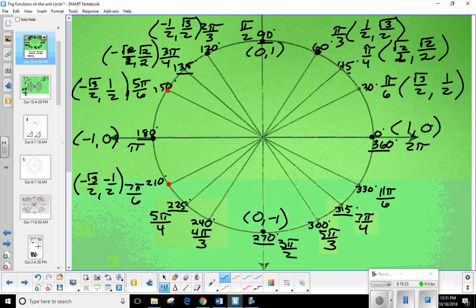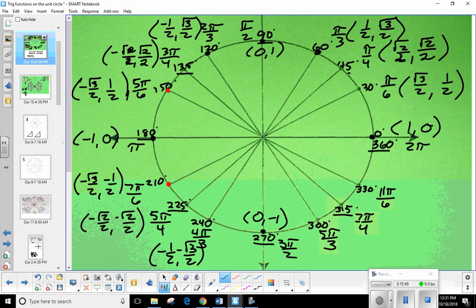Okay. The 225, that would correspond to the 135, right? So what would the point at 225 be? 5 pi over 4. Negative square root of 2 over 2, negative square root of 2 over 2. And our last one here, the 240, would correspond to the 120, right? Negative 1/2, negative square root of 3 over 2.